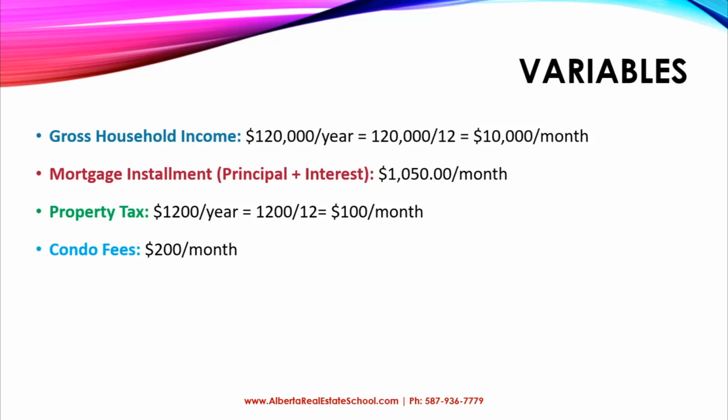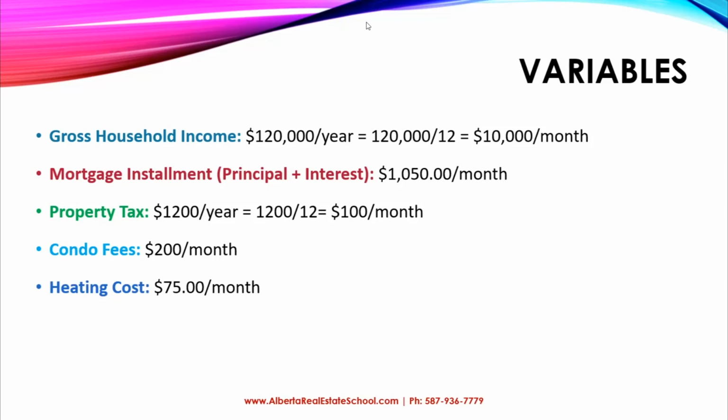So we will add half of the condo fees. In this case, $200 a month will be our condo fees. We divide that by 2 and we get 100. So our condo fees will be 100, and then heating costs, we have $75 per month.